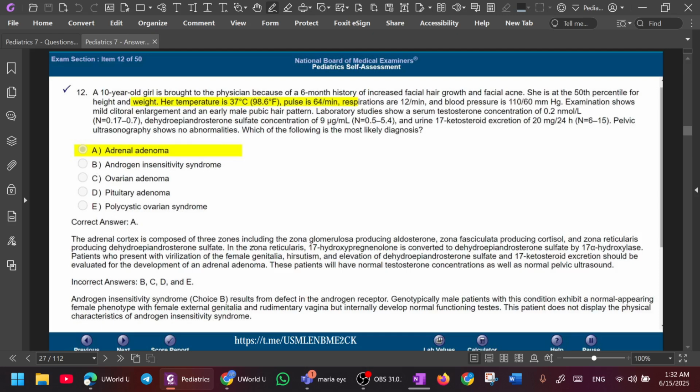So we need to see the DHEA sulfate level. As it is high, it came from the zona reticularis, so that's why it is adrenal adenoma. The key is the dehydroepiandrosterone sulfate. Every time you see the DHEA sulfate, stop reading the question. It's something to do with the adrenal adenoma. It's the only one that produces the DHEA sulfate. The ovary produces just DHEA. Once you see the sulfate, that means it comes from the adrenal gland. Okay.